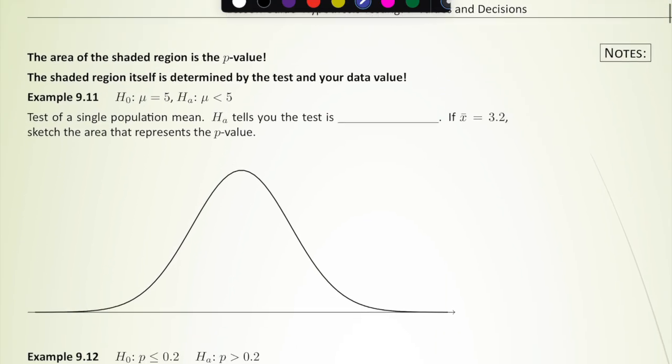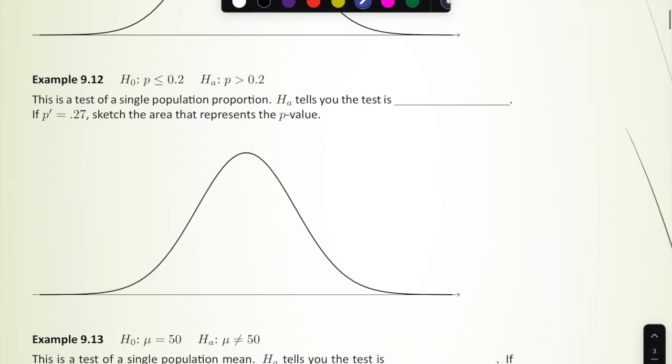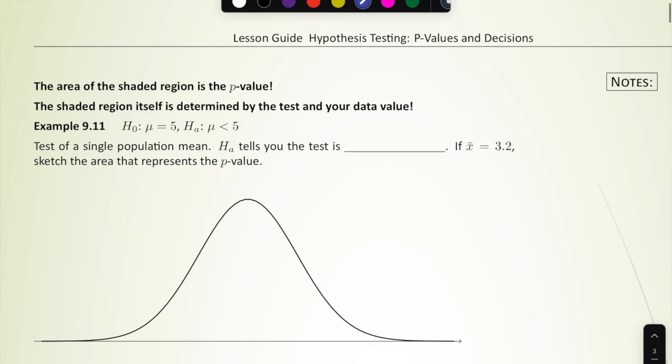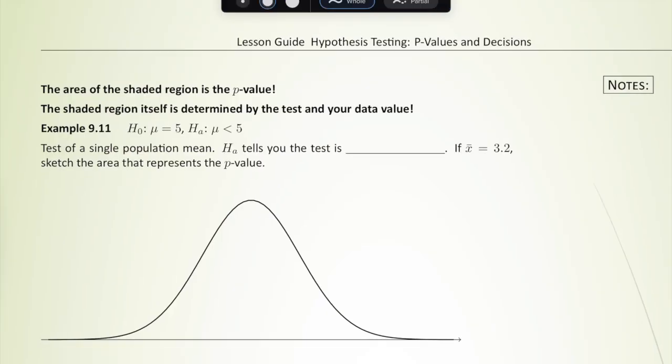Okay, let's go ahead and take an example. Now, I want you to do the two next examples. I'm just going to do this first one here. So the area of the shaded region is the p-value! That's very important. The shaded region itself is determined by the test and your data value. Okay, so example 9.11, you've got the null hypothesis is mu equals 5. Well, mu is right there, right? That's the mean of this normal distribution. And that's our data, follows this normal distribution. Now, our alternative hypothesis is that mu is less than 5.